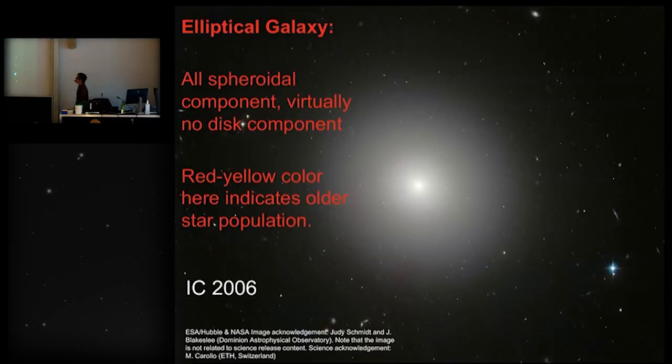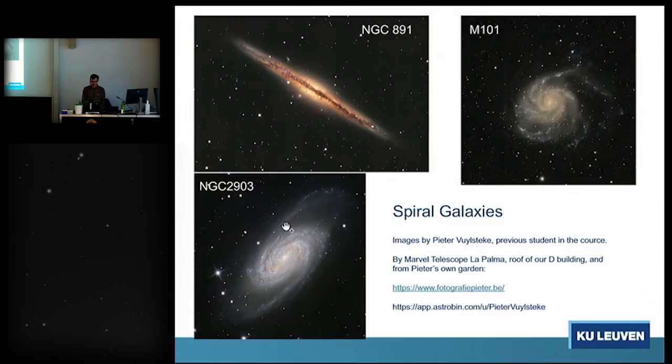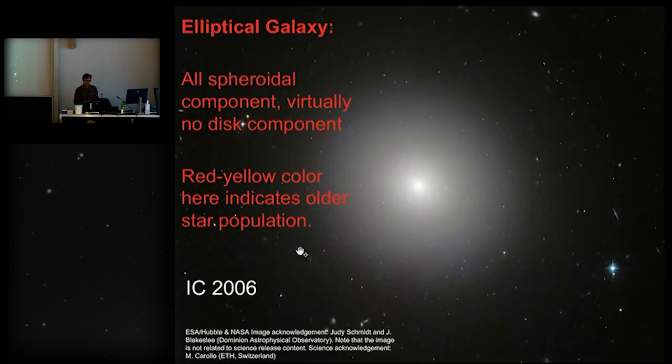Now, an elliptical galaxy has this spheroidal component, as inferred from the name, virtually no disk component, and a red-yellow color here indicates an older star population. Now, why is that? Well, if we look at the spiral arms in our disk galaxies, they're typically shining blue, and if we do a detailed study, we see that there is a lot of ongoing star formation there. A lot of gas present, ongoing star formation.